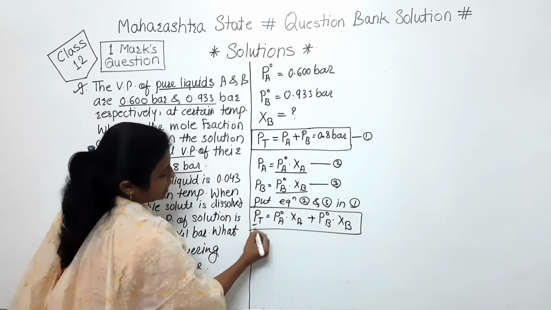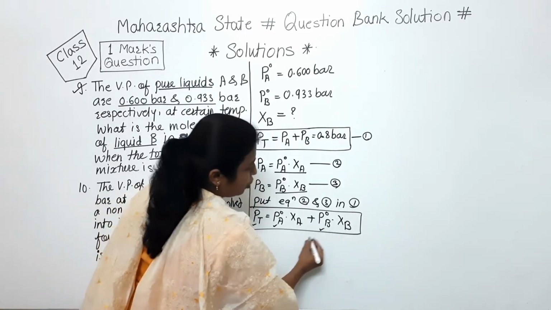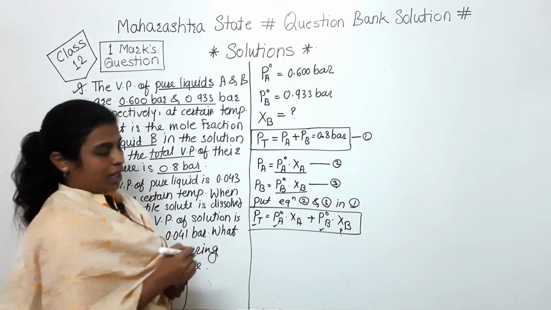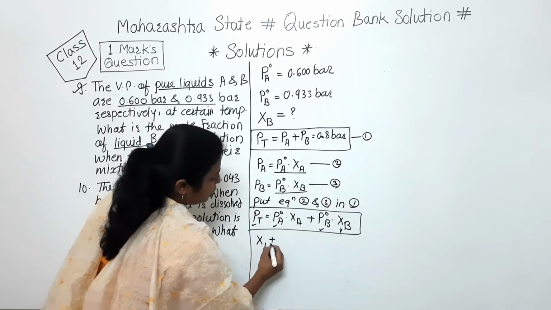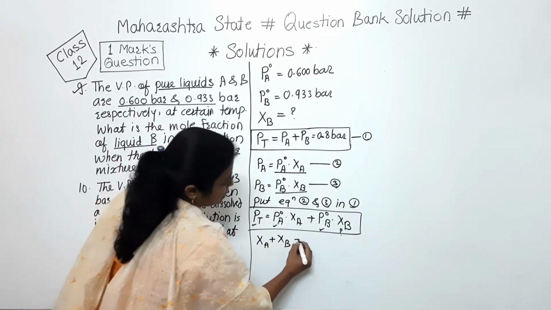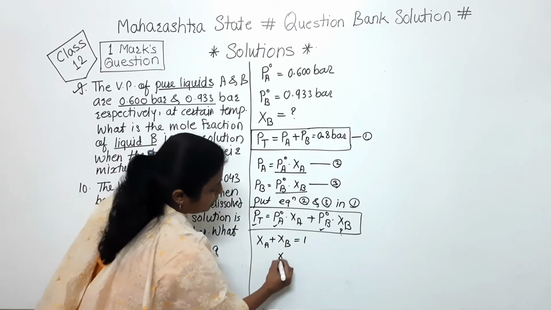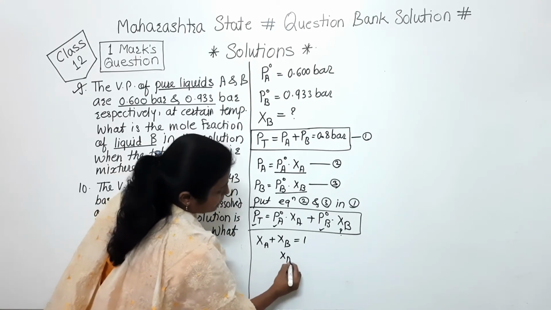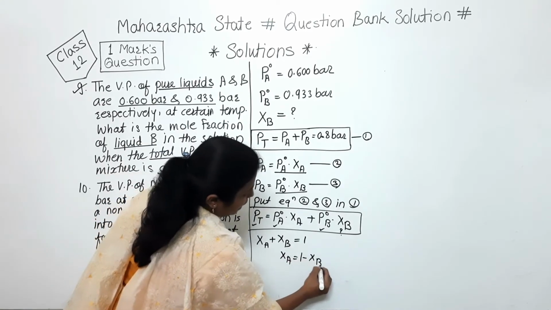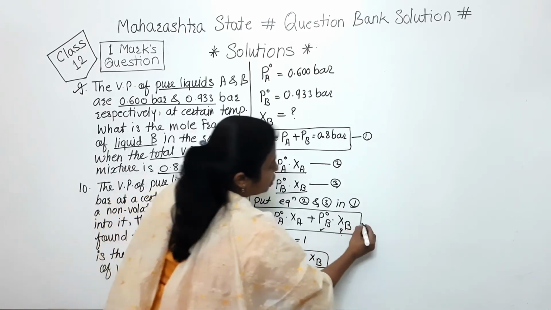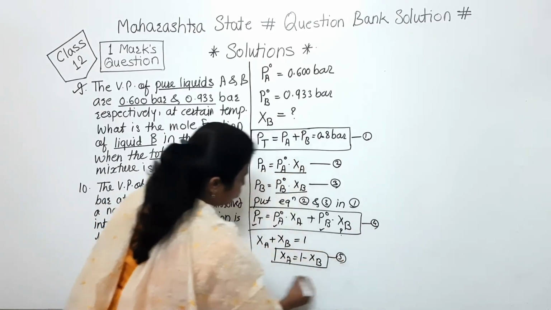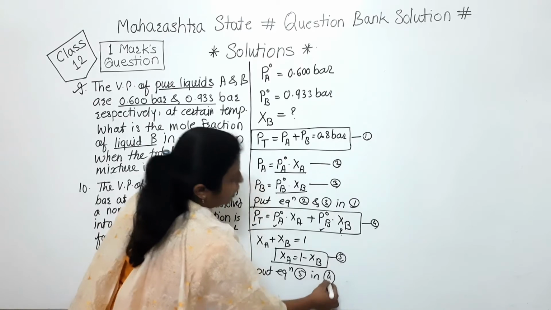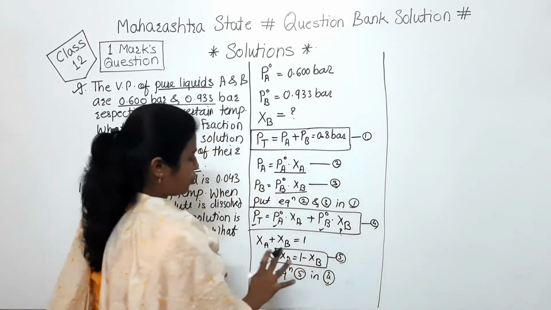Now see, PT is given, P naught A is given, P naught B is given, that we have to find out, and we don't know XA also. Another formula is there. The mole fractions of the components, their sum is always equal to 1. So for that, XB we have to find out. XA is equal to 1 minus XB. That equation we are going to put in that fourth equation. So put equation 5 in 4. Finally we are getting our equation, and we just have to put the values.